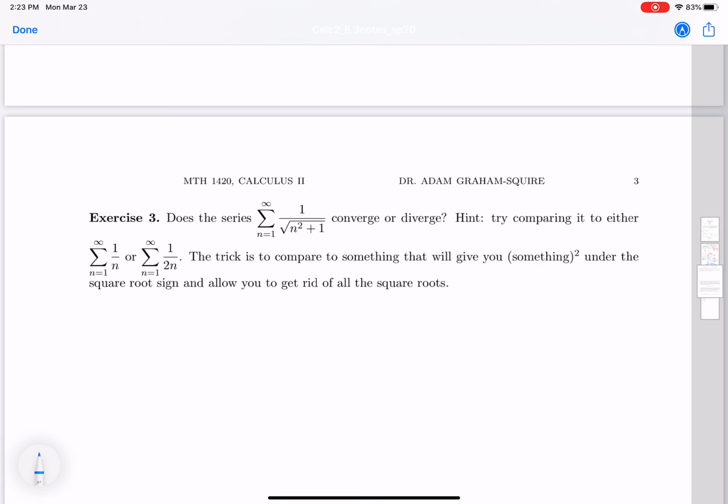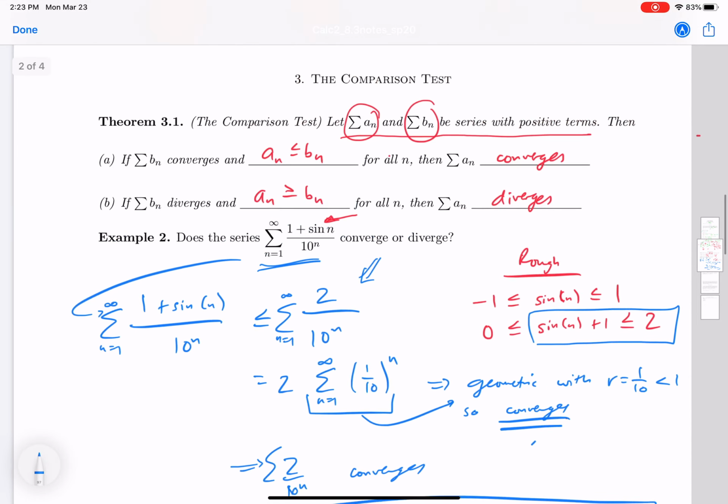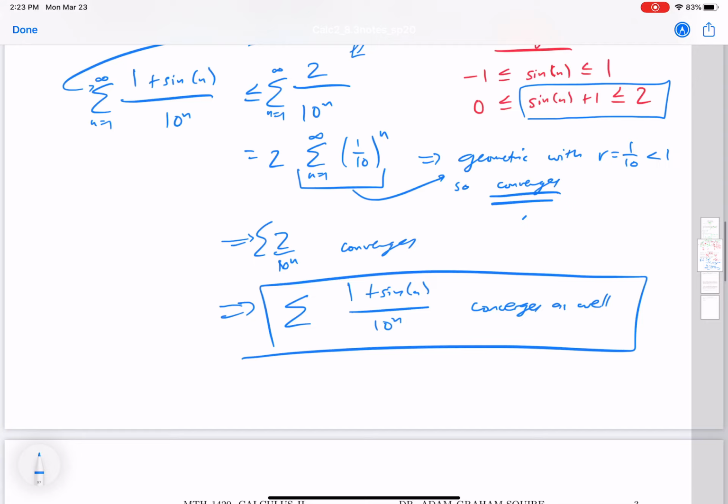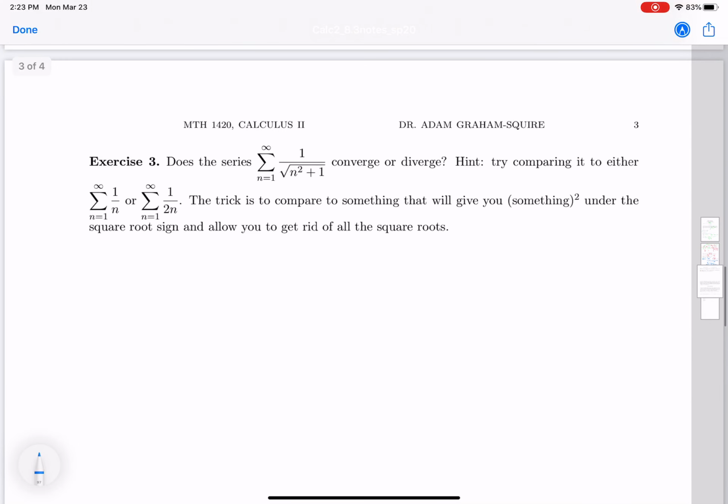All right, for the second part of these notes, I'm going to have you start off by trying to do exercise 3 on your own. Notice we just did the comparison test, so you're going to try to apply that to this particular series, which is 1 over square root of n squared plus 1. And I give you a hint there, so go ahead and pause the video now, try to do exercise 3, and then unpause when you're stuck or done.